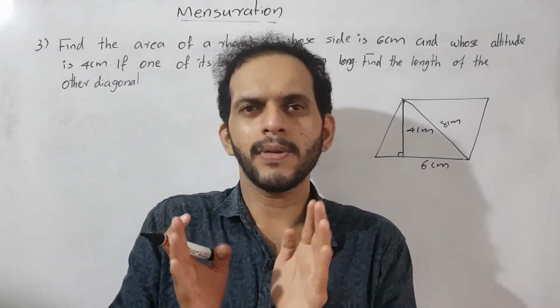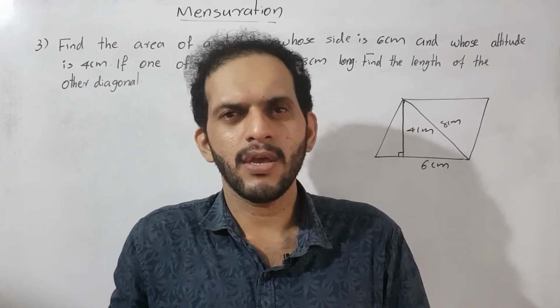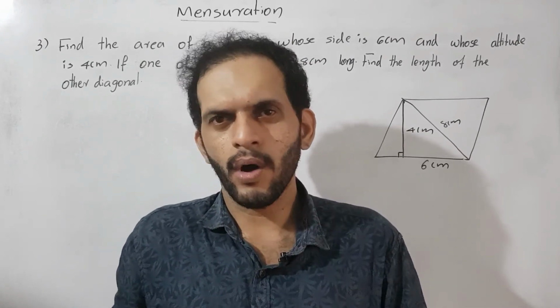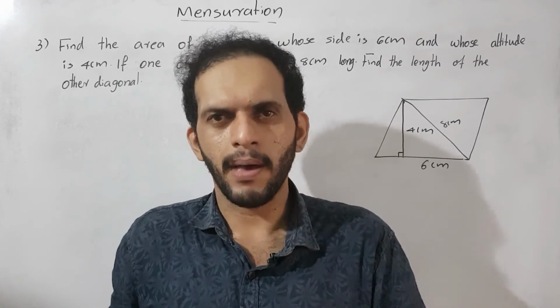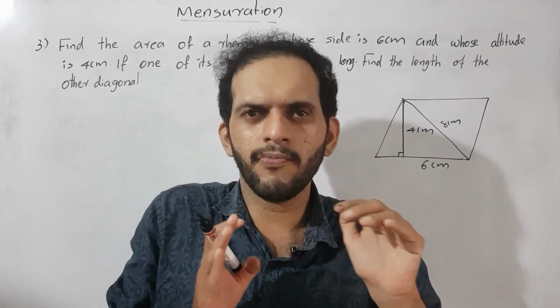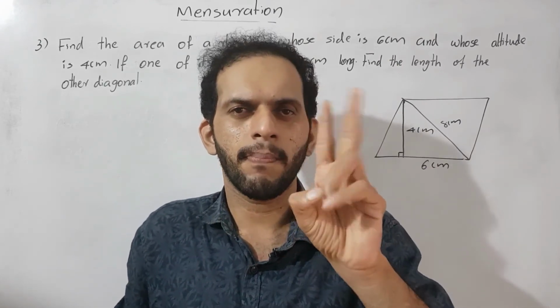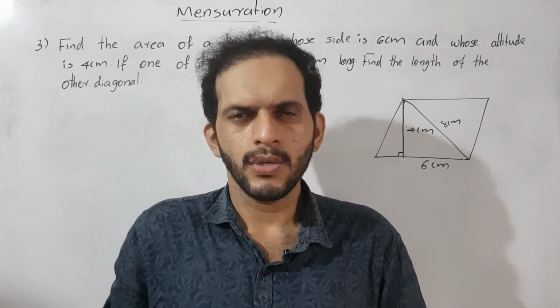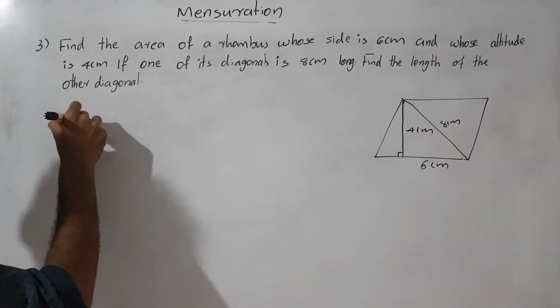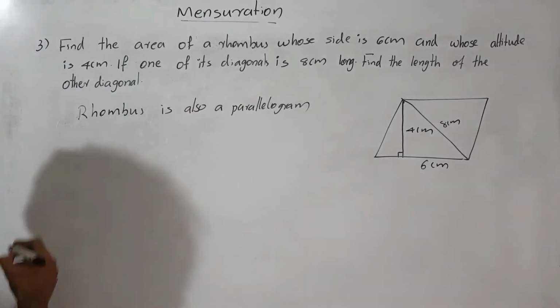Then here it is possible to find out the area of a rhombus by using area of a parallelogram. Why? Because rhombus is a parallelogram. Okay, then it's a different one. Here we find out the area of a rhombus by using area of a parallelogram. Okay, so we start like this. Rhombus is also a parallelogram.